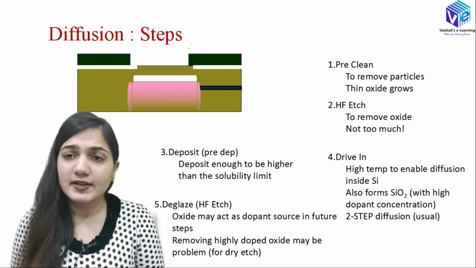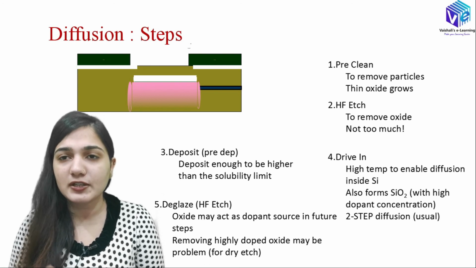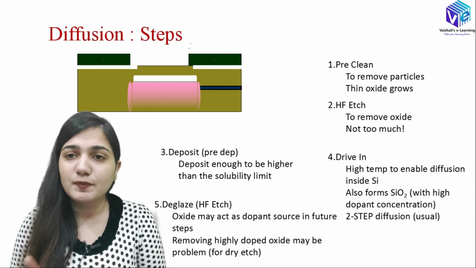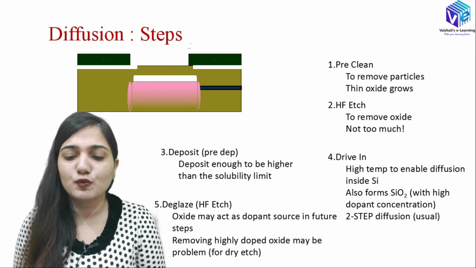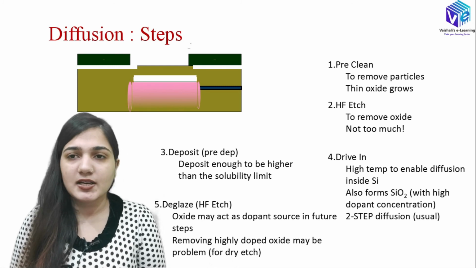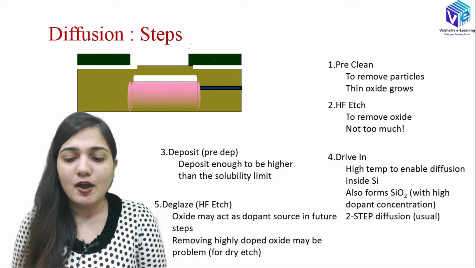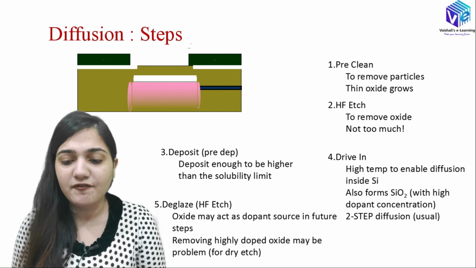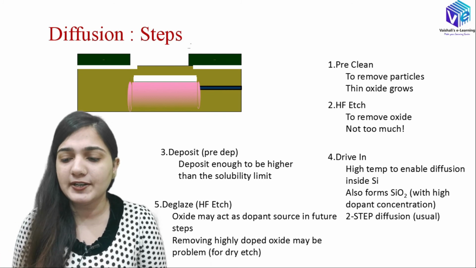We don't require this process to continue too much, because it will also remove the silicon dioxide layer underneath, so it should be done in a controlled manner. After that we have the pre-deposition step, in which we deposit the dopant oxide, the phosphorus oxide or the boron oxide, on the substrate of the wafer, and we are depositing enough dopant oxide to be at a higher concentration than the solubility limit. It should not be merely at the solubility limit.